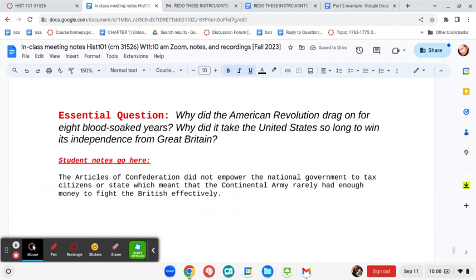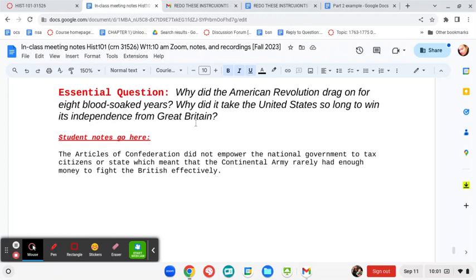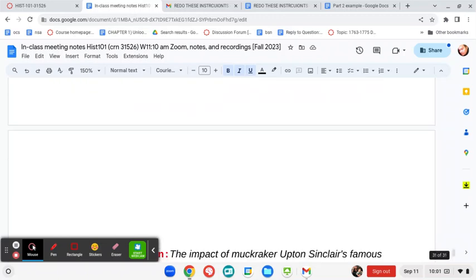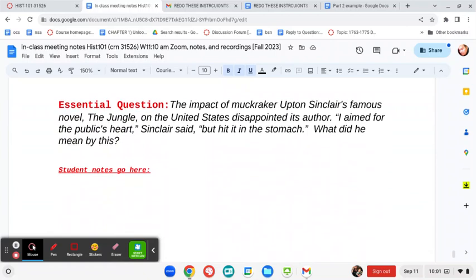So let's say, and by the way, you need to address two separate questions, right? If you weren't paying attention, pay attention to this. Two separate questions each week. So let's say this is the first question that you're going to contribute notes for. Then you just scroll down and find another question that you have good notes for. Let's say hypothetically, another question we discussed in class was the impact of muckraker Upton Sinclair's famous novel, The Jungle, on the United States. It disappointed its author. I aimed for the public's heart, Sinclair said, but hit it in the stomach. What did he mean by this?